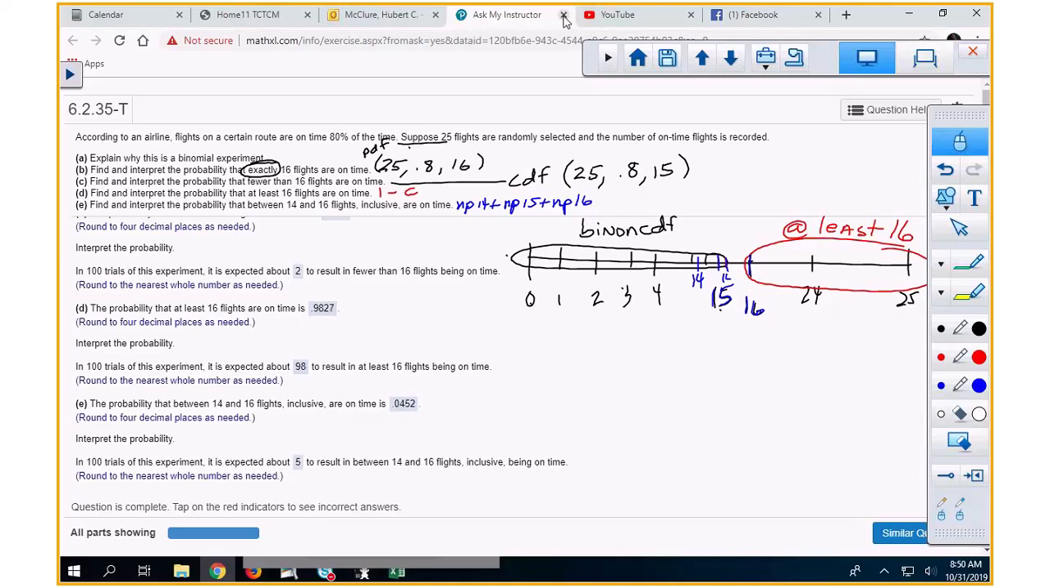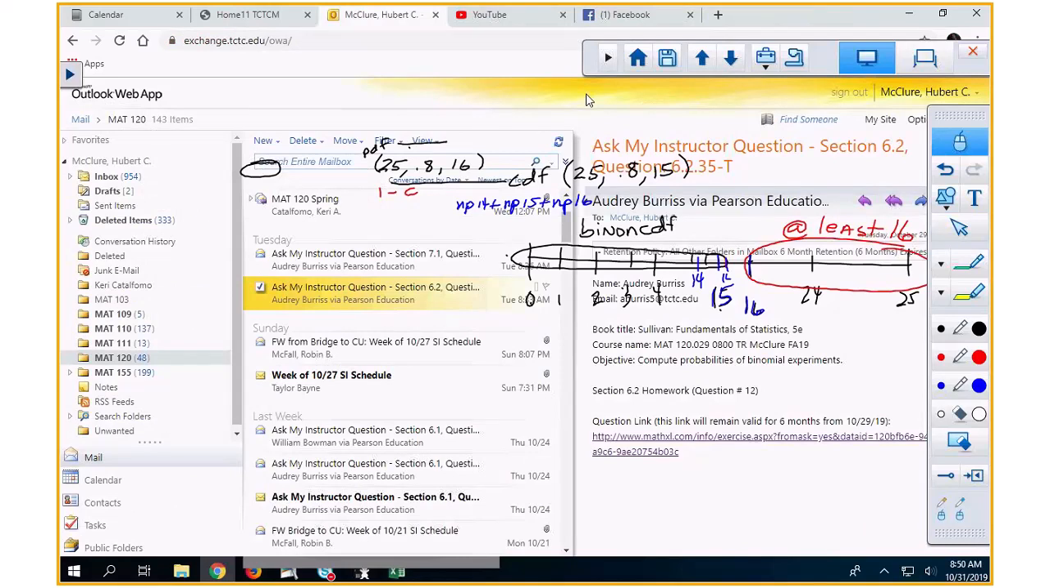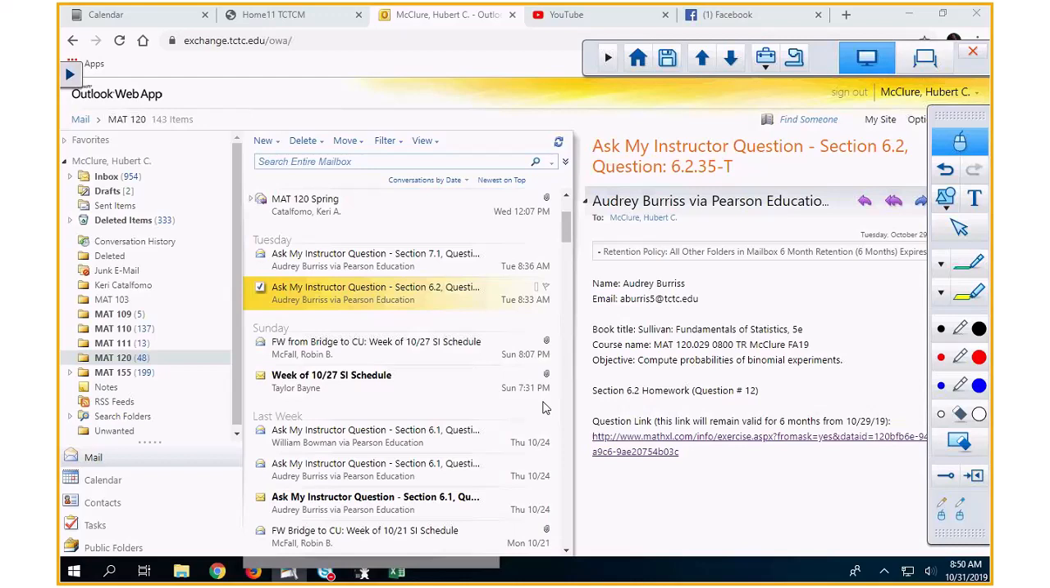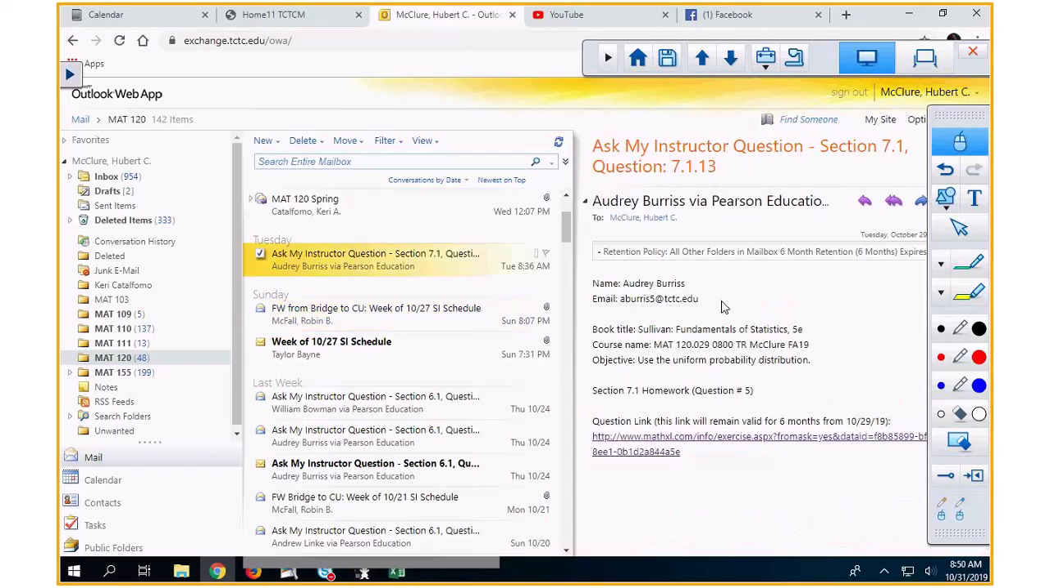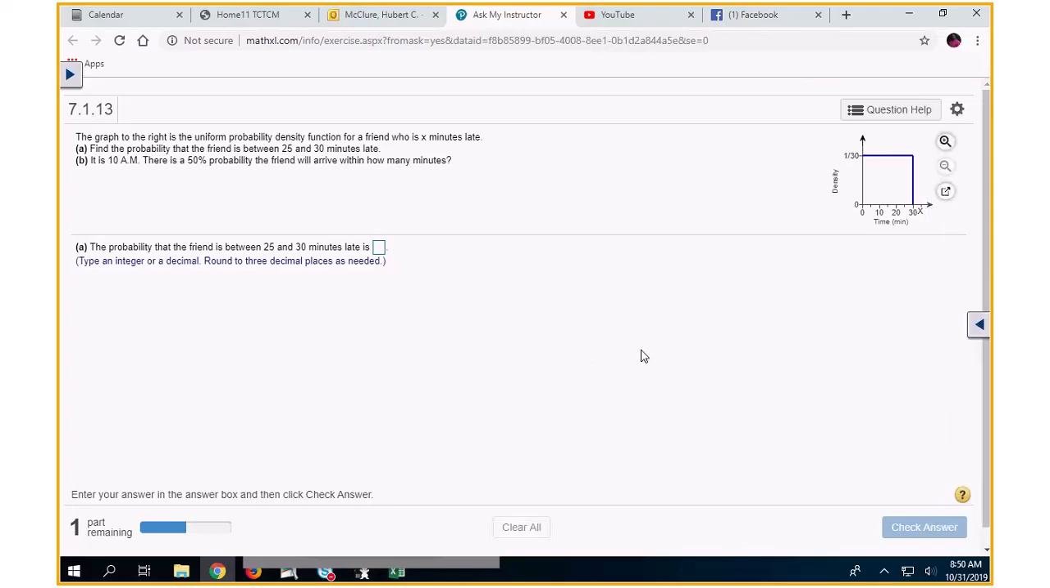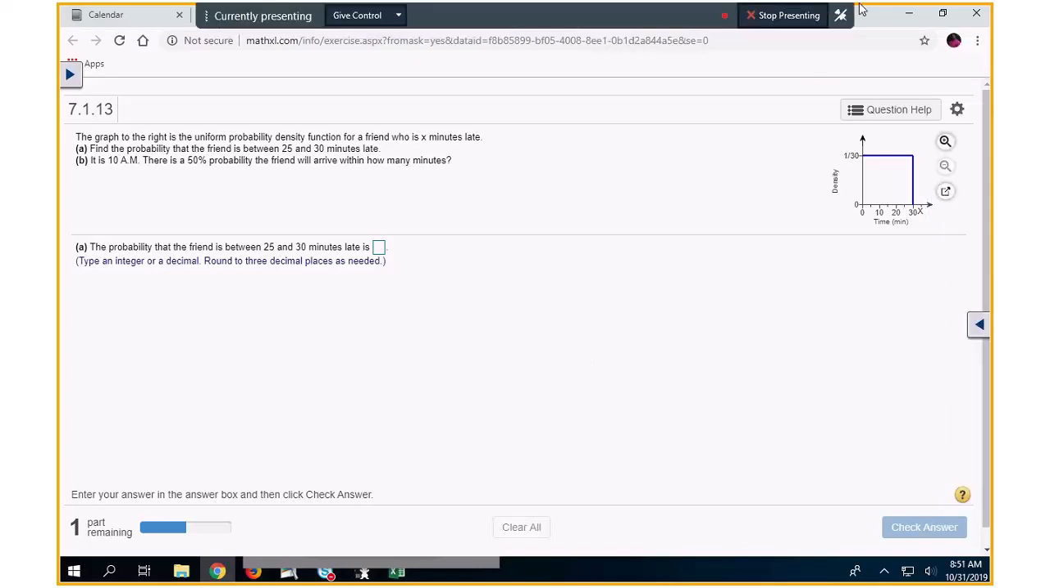Question. Next. 7.1, number 5. Is this a homework question? Yes. Okay, write it down because this will be the 3rd or 4th one that you have in your notes.